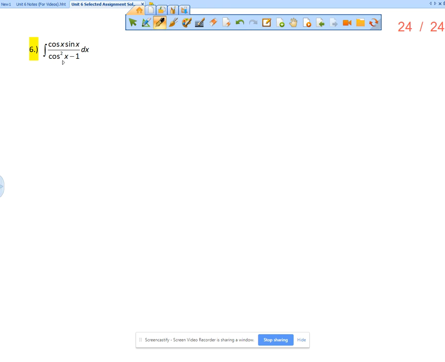The first way to do it would be to recognize that if I take u equal to cosine squared x minus 1, then what is the derivative of u? Well, the derivative of cosine squared is 2 times cosine x times the derivative of cosine, which is negative sine x dx.